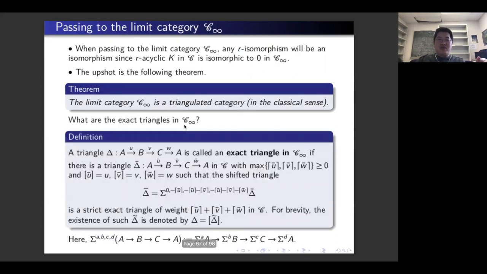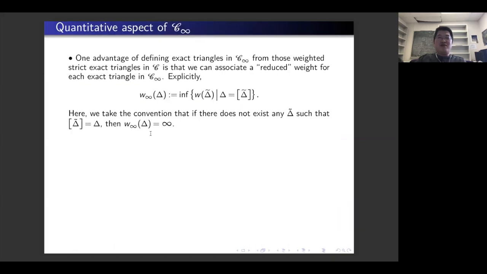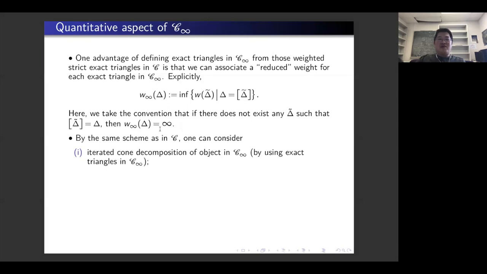I'm going to skip this, so the question is what exactly is a triangle in this triangulated category? You need to verify, exactly as I mentioned earlier, there's a very complicated definition of what exactly a triangle is in this infinity category. So I just put it here, and maybe you can read this later. But what I mentioned is that because this C infinity comes from this TPC, each exact triangle I mentioned in C infinity automatically admits some weight. And this weight is induced from the weight of TPC. So that means in C infinity, we talk about the weight of a triangle, even though it is just a classic triangulated category.